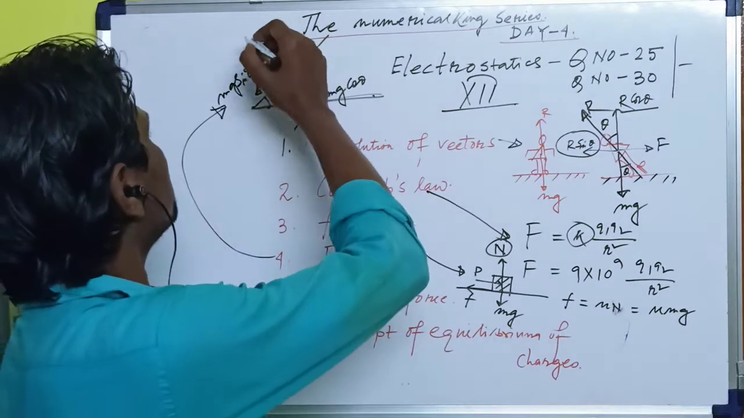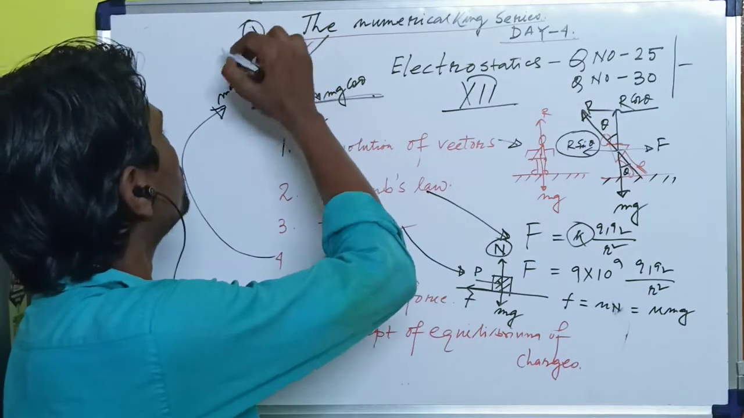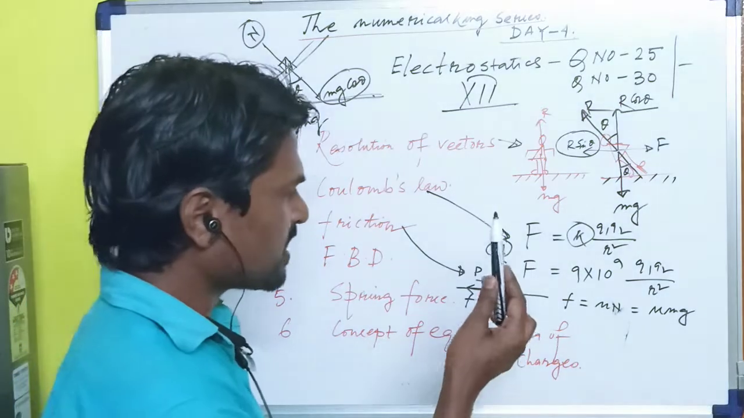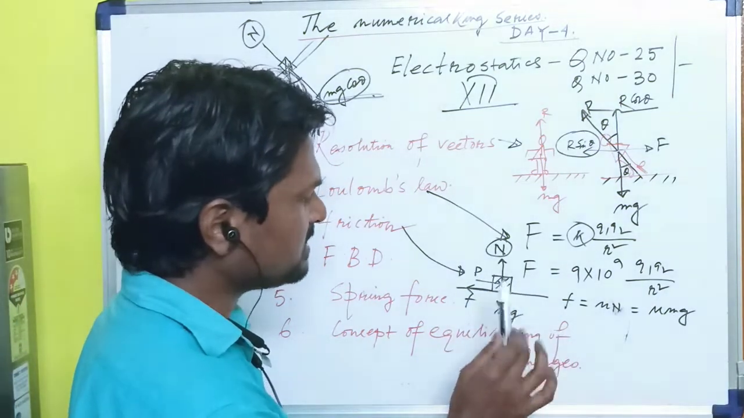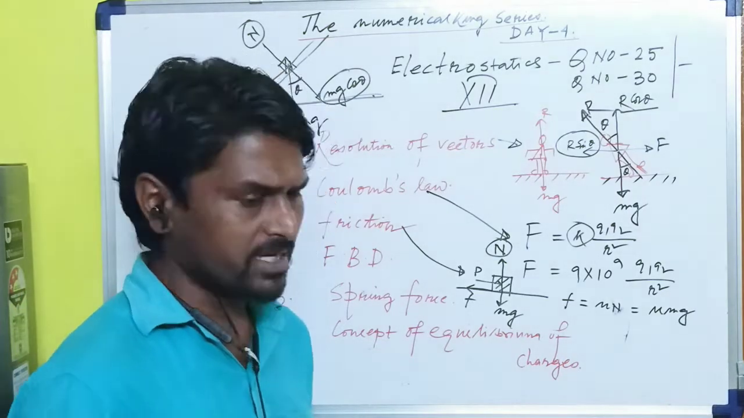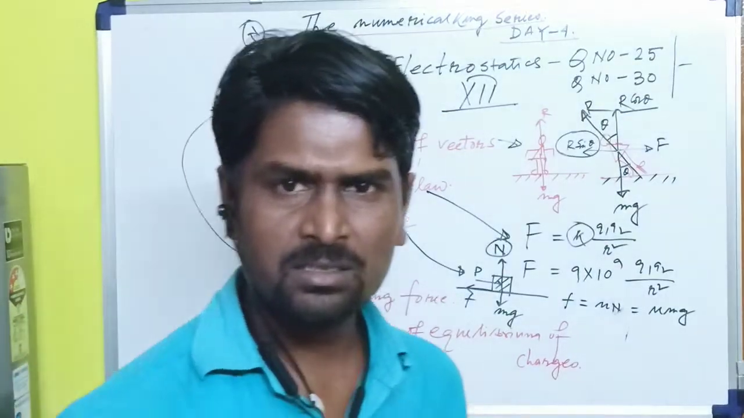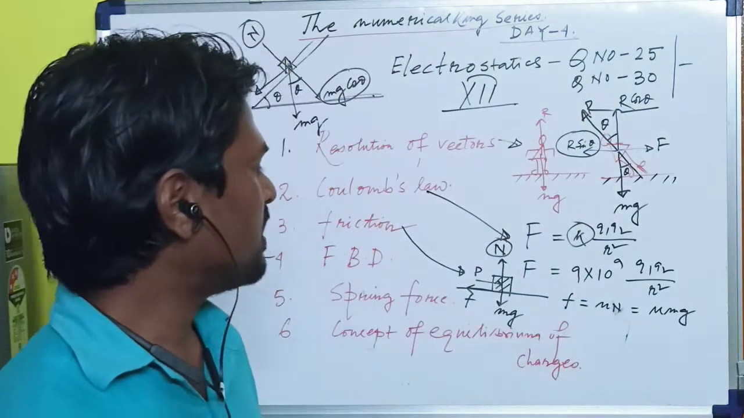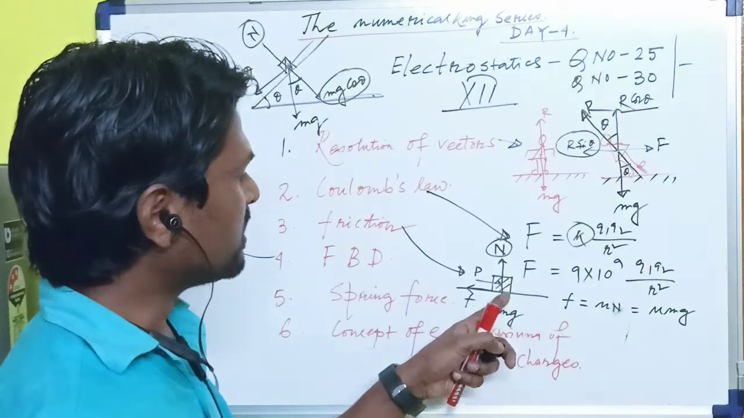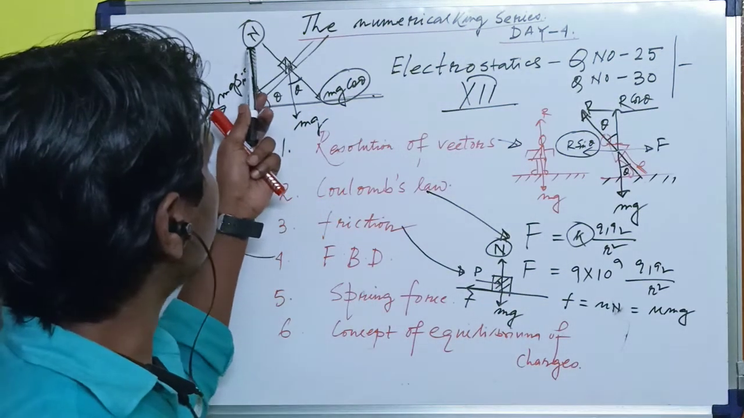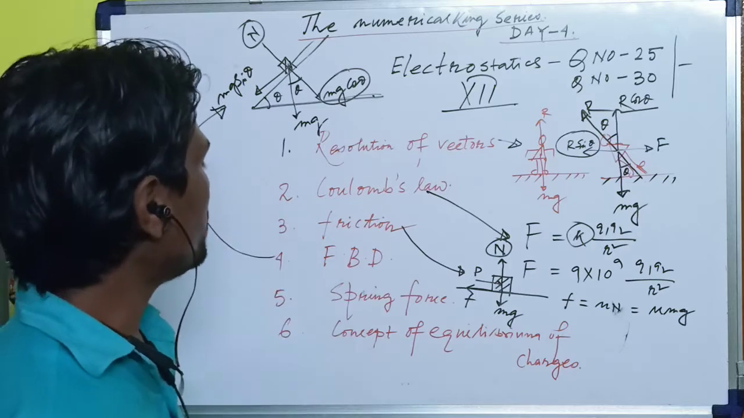So normal reaction here equals mg cos theta. Here the normal reaction is mg cos theta, but here the normal reaction is mg. So does normal reaction always mean weight? This is not exactly correct, because if the body is in that particular position, then N equals mg, but if it is in a slanting position, then N equals mg cos theta.